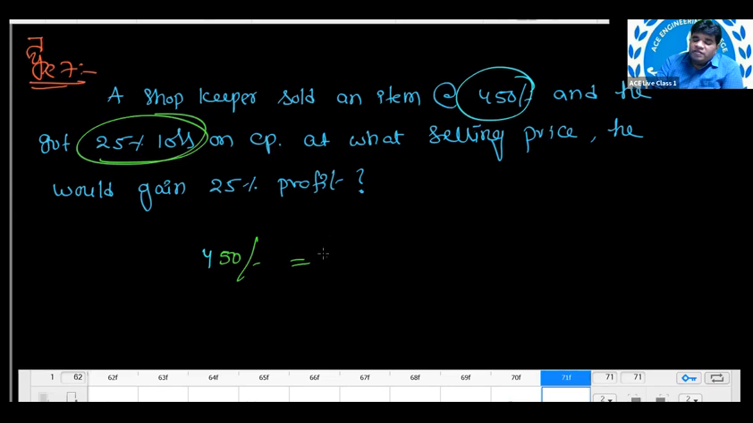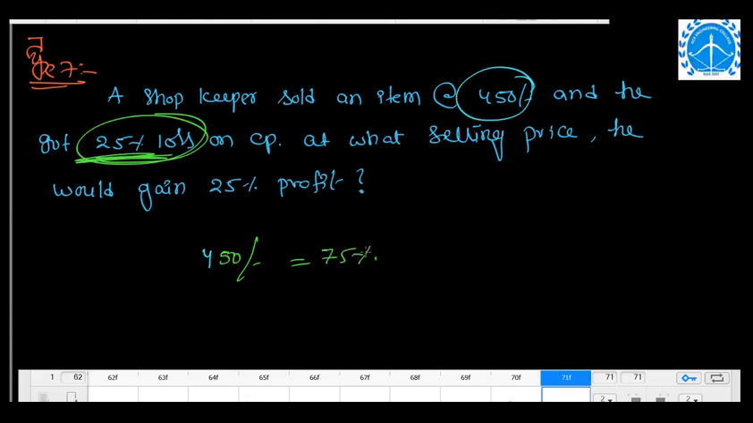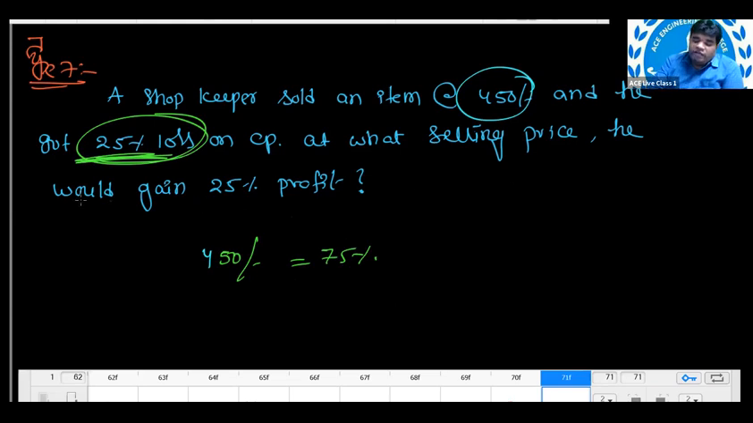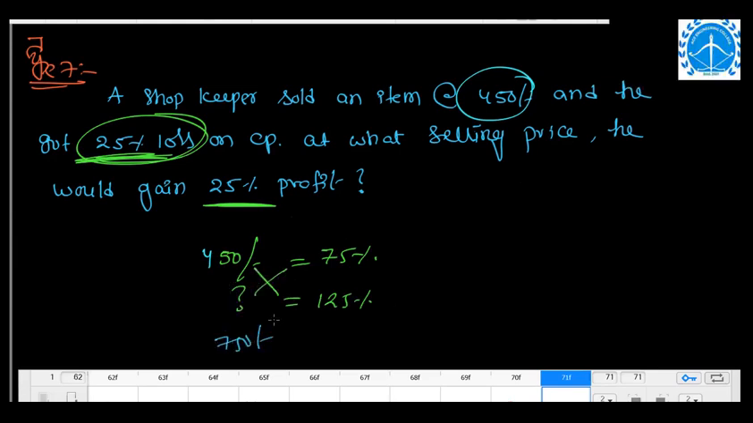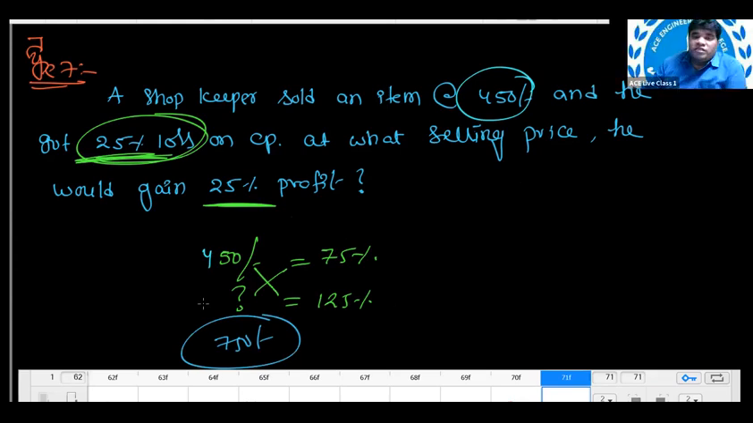So which is equal to how much percentage? 25% loss, so 75%. At what selling price would you gain 25%? You want 25% profit, which means 125 is equal to how much? Cross multiplication, then the answer is 750 rupees. Okay, this is model 7. Right answer, Meghna. Next.